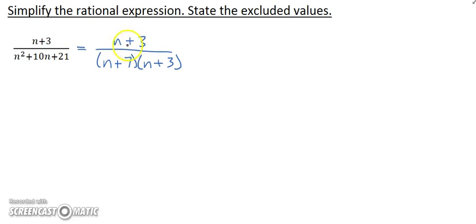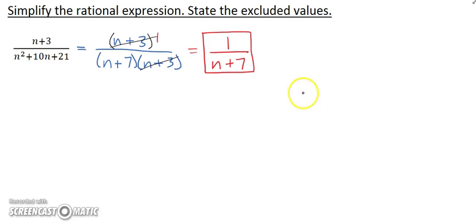And again, I noticed that I have a factor. The whole top counts as one factor, so I could divide my n plus 3's out. If I divide everything out, though, I'm left with 1. It's worth writing that in there, because my simplified expression is 1 divided by n plus 7, everything that's left over. So there is my simplified rational expression.